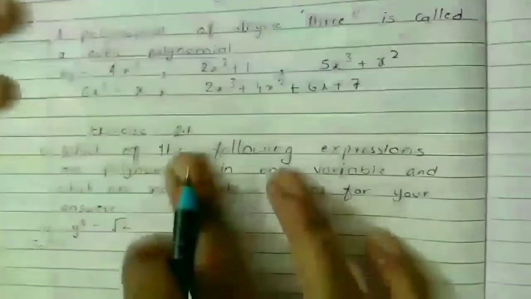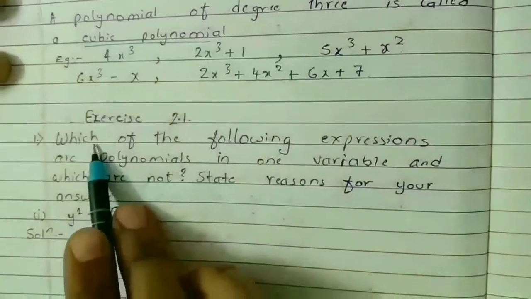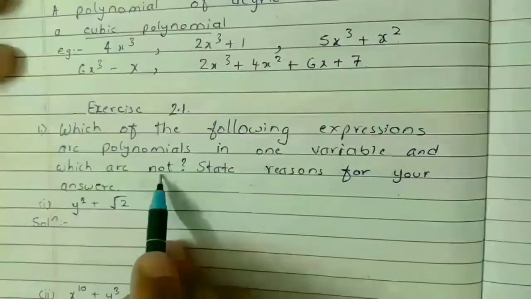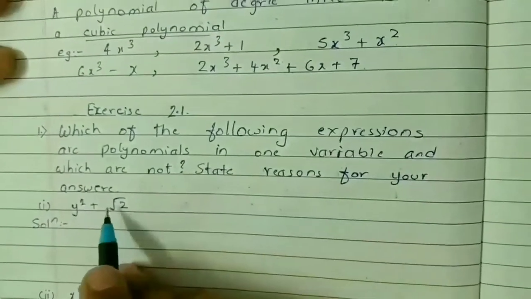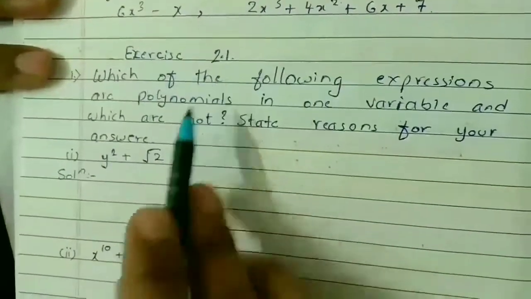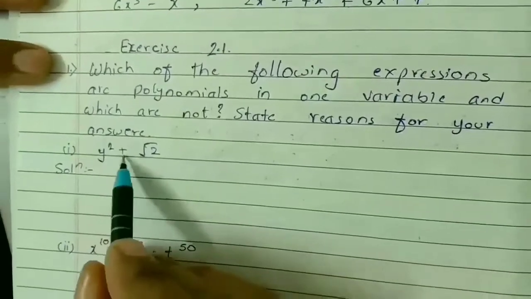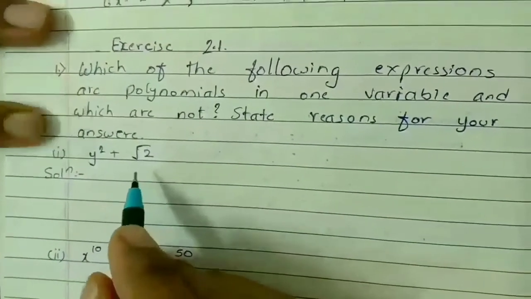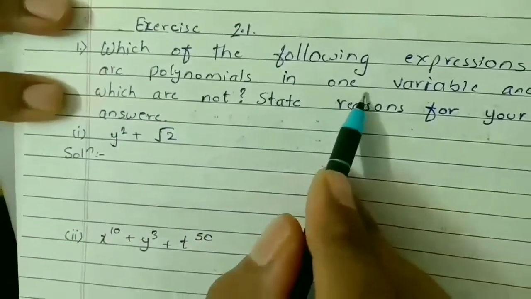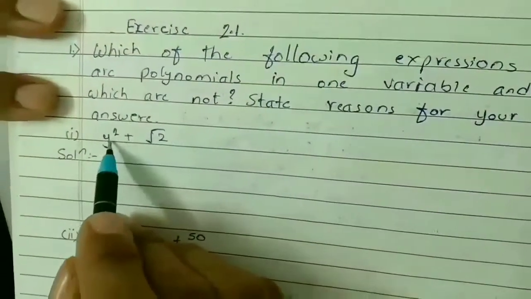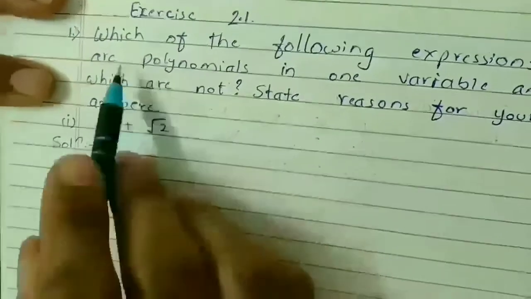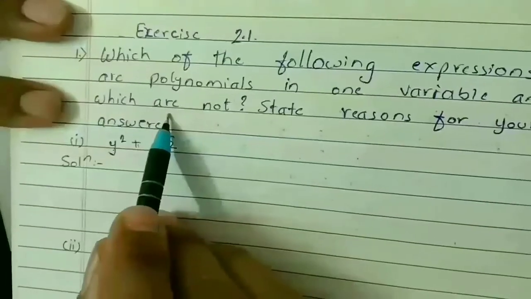Now let's start with exercise 2.1. The question is, which of the following expressions are polynomials in one variable and which are not? State reasons for your answers. The first expression is y square plus root 2. They have asked to find the polynomials in one variable. In this question, it has one variable y. So it is a polynomial in one variable.